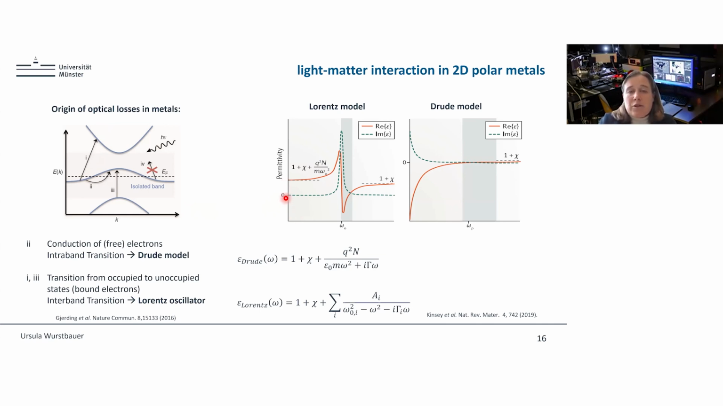And I would like to draw your attention here to the imaginary part. It's the loss function. You see here this nice Lorentz-like shaped fit, which is exactly the resonance frequency of such kind of oscillation. And here you see the typical Drude behavior for the free electron contribution. So what is changed in case we have semiconductor materials and not metals?